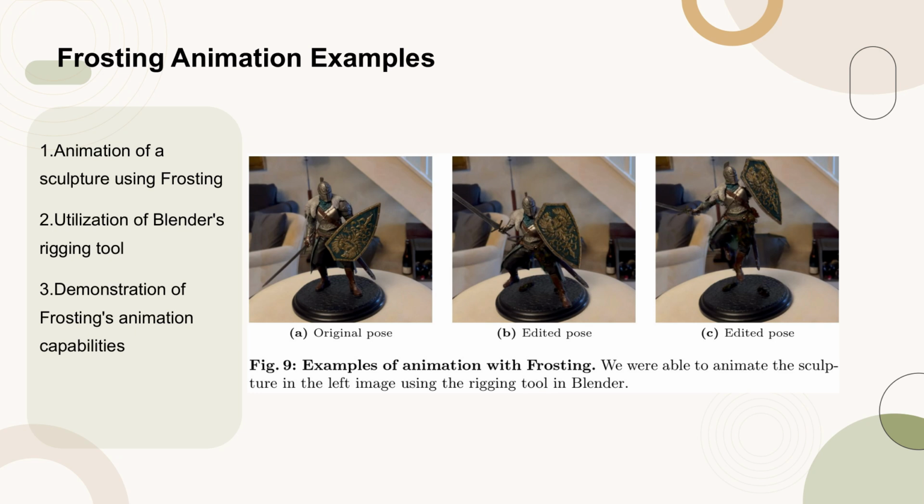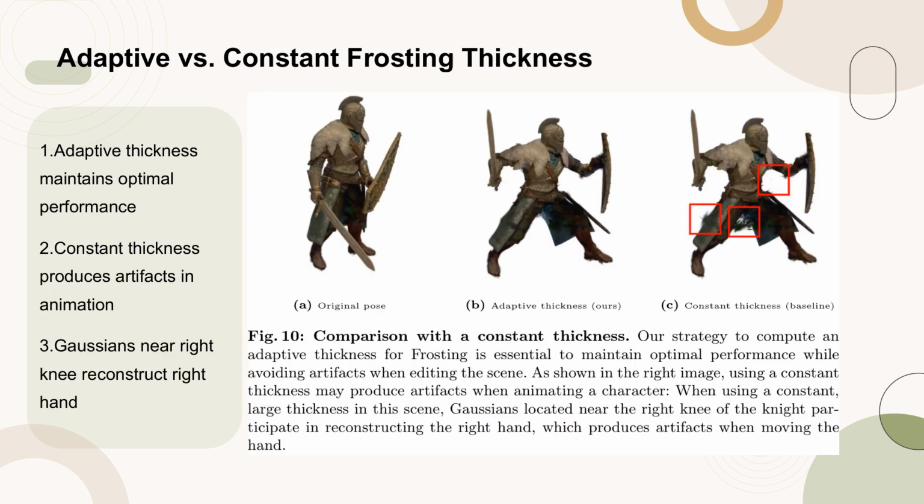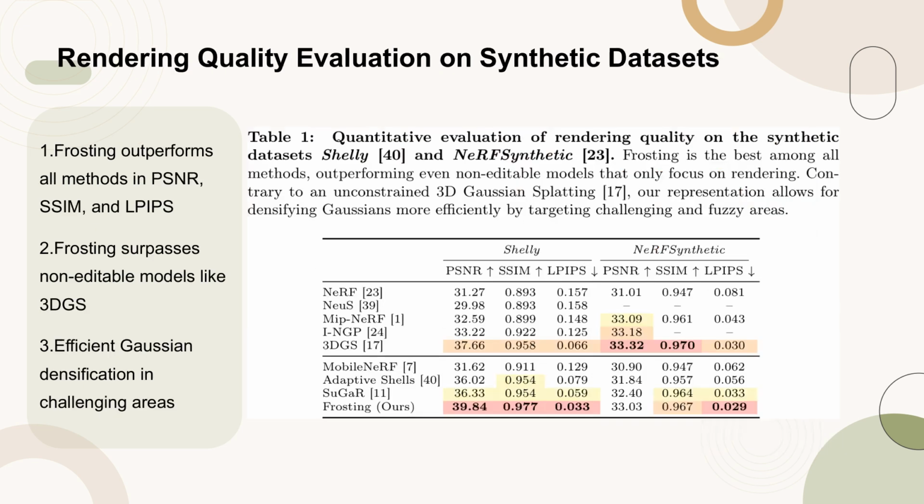Figure 10 illustrates the comparison between using a constant thickness and our adaptive thickness strategy for the frosting layer. Our adaptive method is crucial for maintaining optimal rendering performance while preventing artifacts during scene editing. The right image demonstrates that a constant, large thickness can lead to artifacts when animating a character. Specifically, a Gaussian positioned near the right knee of the knight incorrectly reconstructs the right hand, causing noticeable artifacts when the hand is moved.